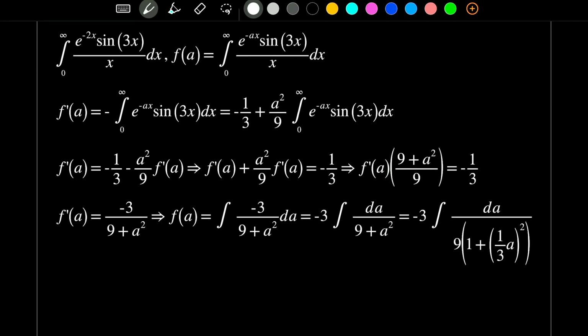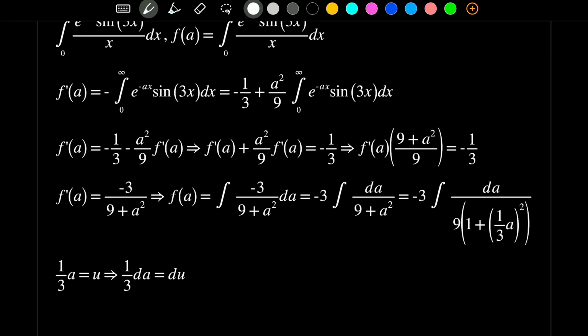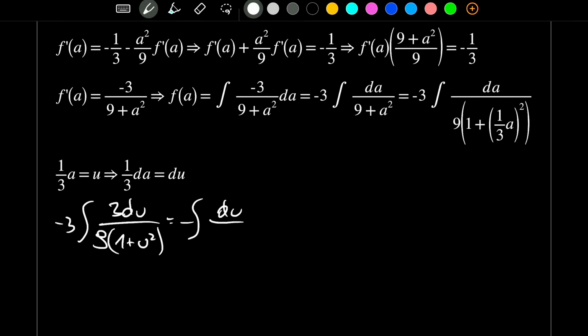And now we can actually apply substitution. So we're going to get 1 over 3 times a is equal to u, which means that 1 over 3 dA is equal to du. So almost trivial. And let's just fill that in. Notice that that means that dA is equal to 3 times du. So we're going to get minus 3 times the integral of 3 times du all over 9 times 1 plus u squared. Now notice that all these constants just make the integral of du, or actually minus du, over 1 plus u squared.